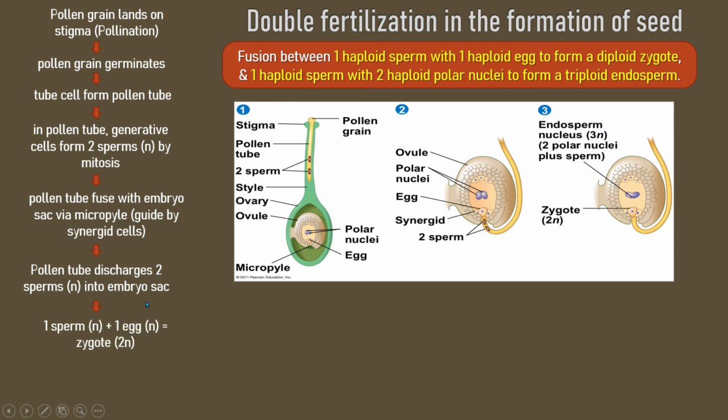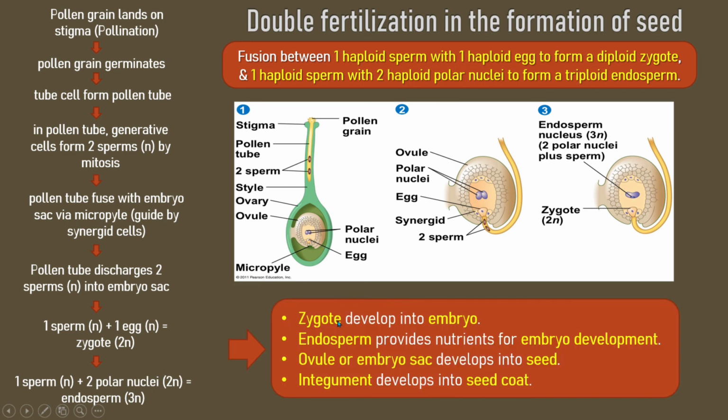So, first fertilization, fusion between one sperm and one egg cell to produce diploid zygote. Second fertilization is fusion between one sperm with 2 polar nuclei, producing triploid endosperm. The zygote will develop into embryo. The endosperm will provide nutrients for the embryo development. The ovule or embryo sac will develop into seed, and the integument that protects the ovule will develop into seed coat.